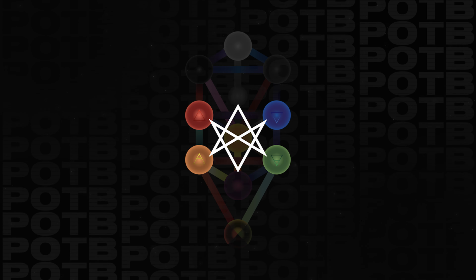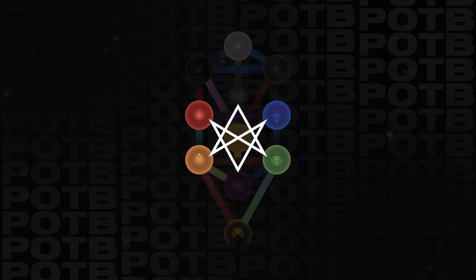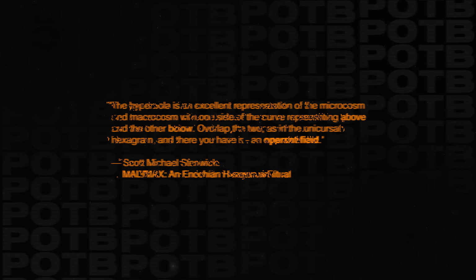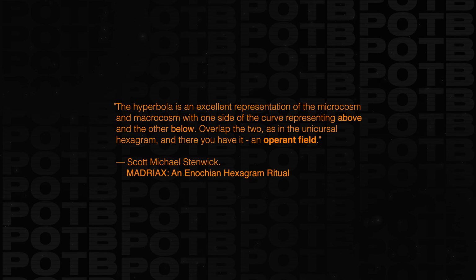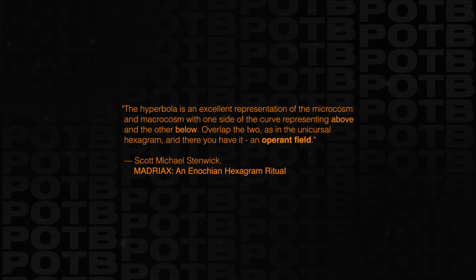Found in the Book of Thoth, more sense-making attributions are water as Hesed, fire as Gebura, air as Hod, and earth as Netzach. Esoteric scholar and book designer Michael Sanborn views the Unicursal Hexagram as rather elemental than planetary. Scott Michael Stanwyck suggests it is as above so below and thus an operant field in and of itself, as it overlaps micro and macrocosm.